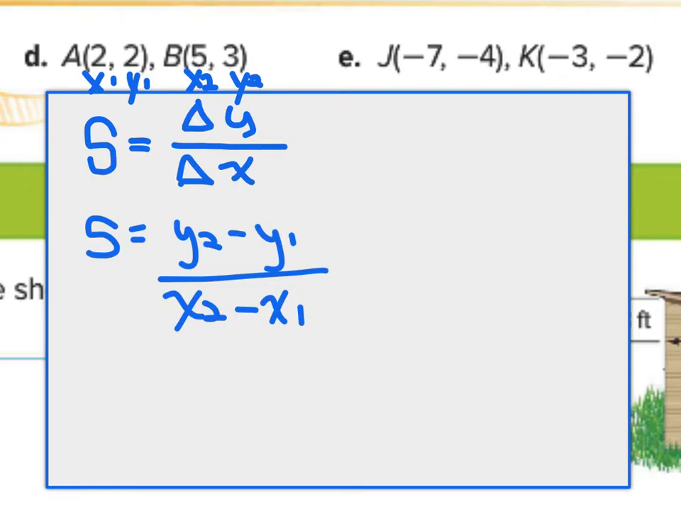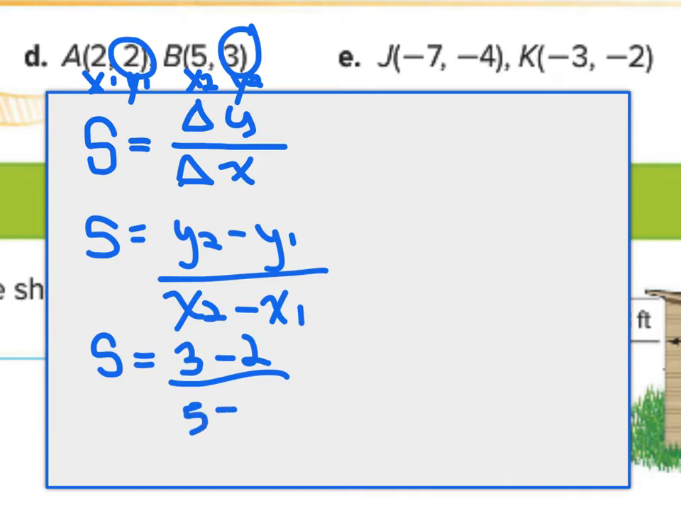Okay, now we replace those variables where slope equals my y2 is 3 minus my y1 is 2. You can see here, there's one and there's the other. Okay, and then that's over my x2 is 5 minus my x1 is 2. And that's going to equal 1 over 3, right? So my rise is 1 and my run is 3. So that's my slope. I rise 1, I'll run 3 and I'll rise 1 each time.